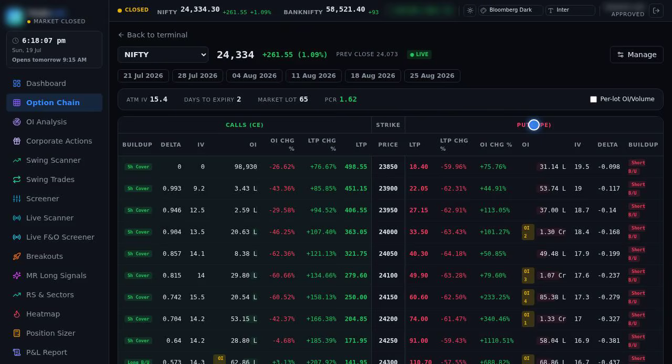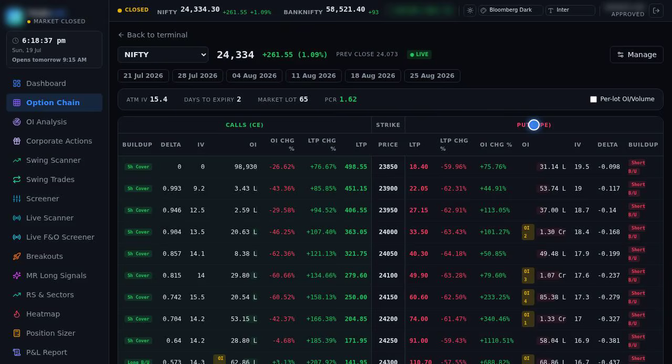And running straight down the middle is the strike price, the ladder of price levels that these options are tied to. So read it row by row. Each row is one strike price, with its matching call option sitting on the left and its matching put option on the right. That's the entire structure. It looks busy at first, but once you can read this single table, you can read the entire market's options positioning in one glance, which is exactly what we are going to learn to do.